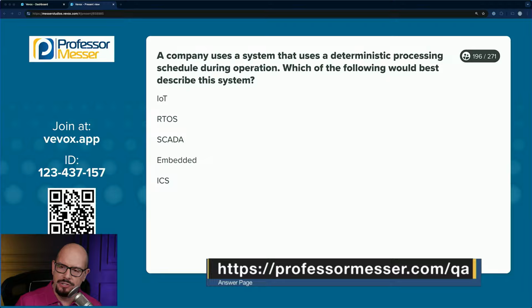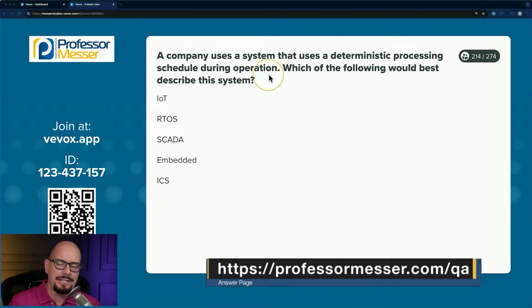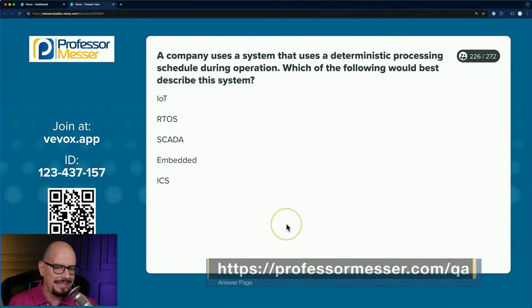We're going to change a few things here. See if we can make this happen. Let's see how you did with this one. I think a lot of you might be familiar with this. The question again asks, a company uses a deterministic processing schedule during operation. Which of the following would best describe this system? Is it IoT, RTOS, SCADA, embedded, or ICS? Still a lot of abbreviations on this one, isn't it? Let's see how you did.